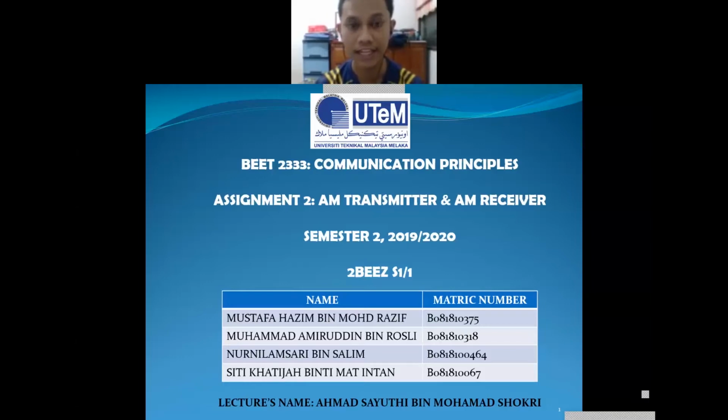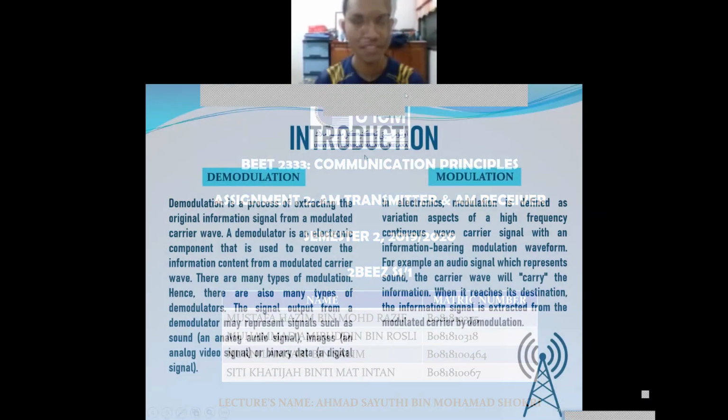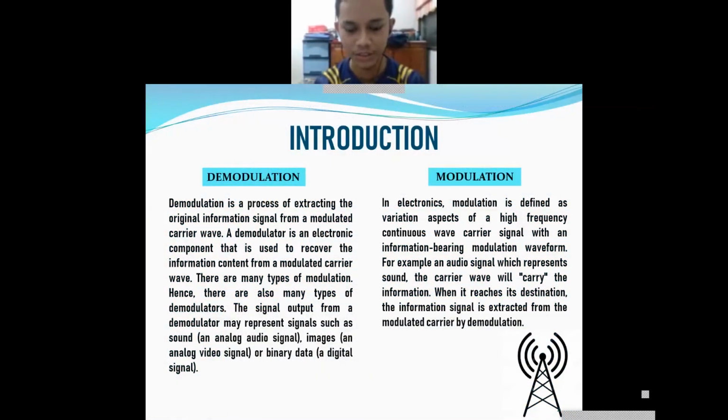Okay, we are here today to discuss about AM transmitter and AM receiver. For introduction, the receiver is demodulation and the transmitter is modulation. For receiver, demodulation is a process of extracting the original information signal from a modulated carrier wave. A demodulator is an electronic component that is used to recover the information content from a modulated carrier wave.